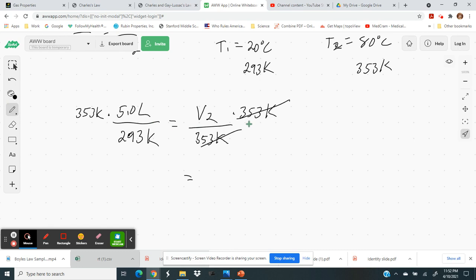Now, since 353K cancel on the right side, we get V2 by itself on the right. On the left, 353 times 5 divided by 293. Notice the fact that we're taking 353 in the numerator and dividing by 293 in the denominator. That's going to give us a ratio of 1.2. So our answer is going to be 1.2 times bigger than the original. 353 times 5 divided by 293 is 6.02.